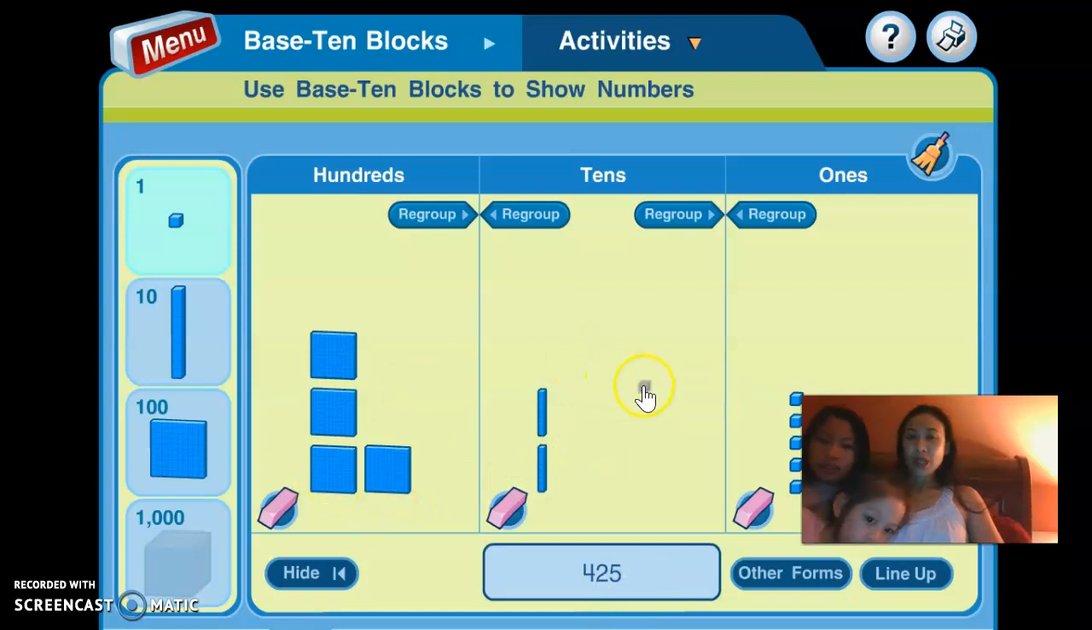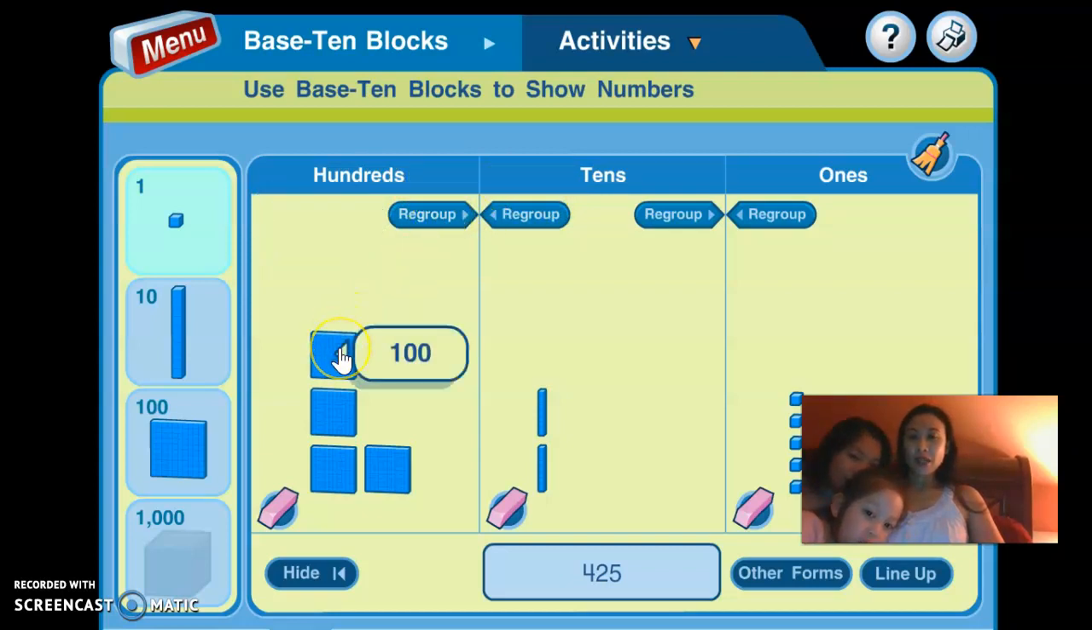Only trade them out. Tens can move to the ones, or you can have 100 move to the tens. Which one do you want to move? Do you want the hundred? Hundreds to tens. Okay, just one, okay? That's a lot.